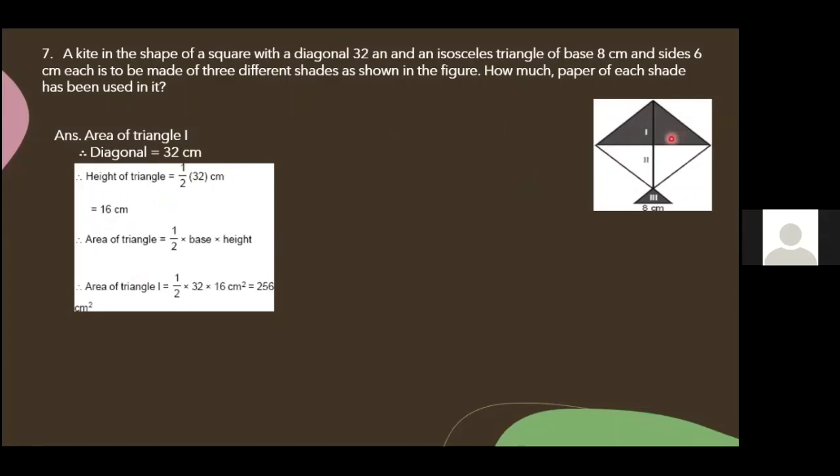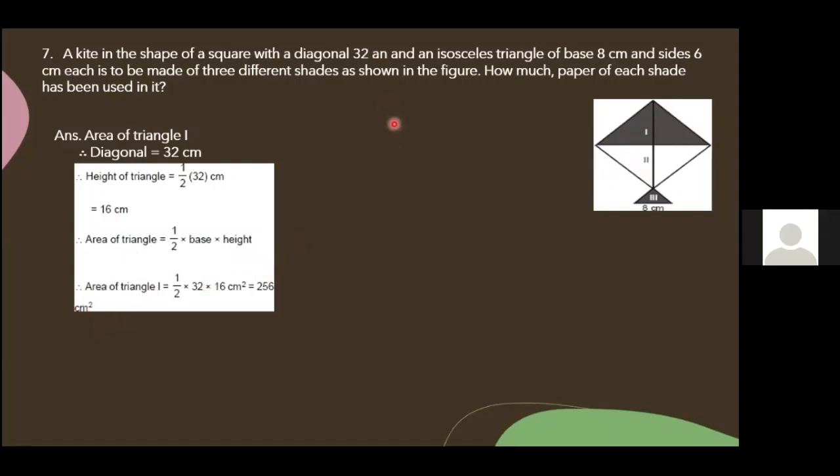Ma'am, base is 8 centimeter, no, ma'am? No, Charan, this entire length, the complete diagonal length, is 32. Till the center is half of that, that is 16 centimeter. Any doubt, children? No, ma'am.